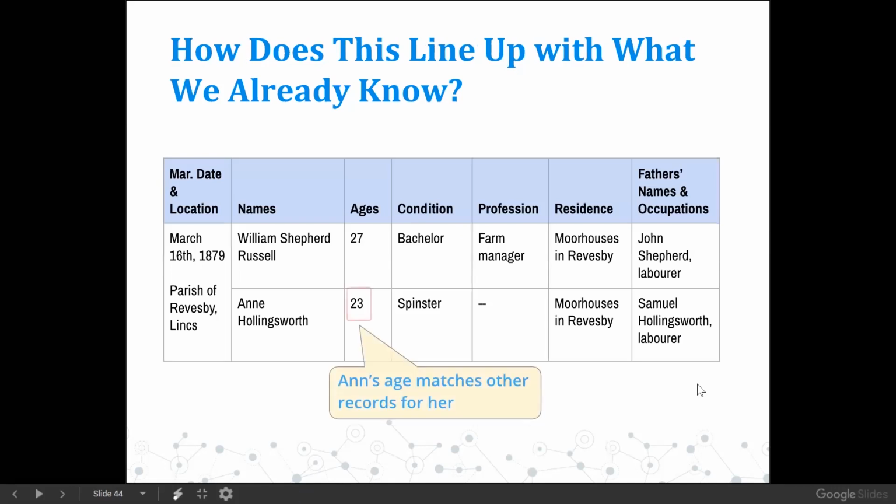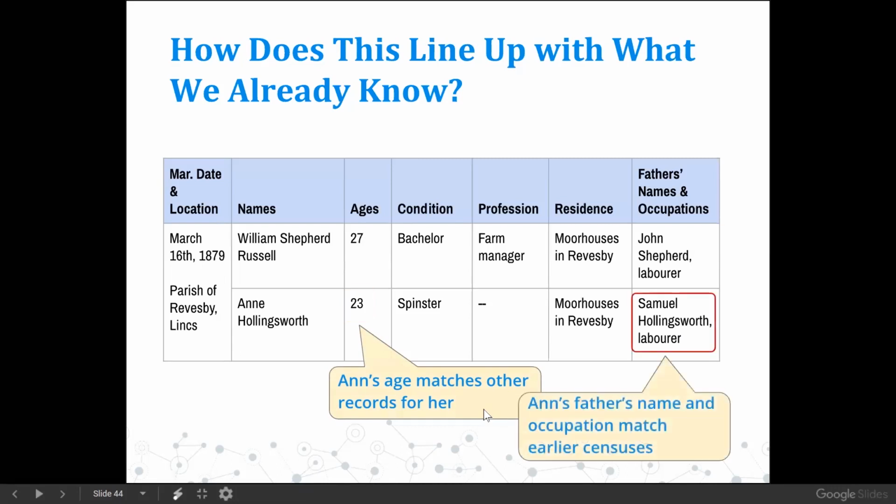So we've got Anne's age matching the other records for her, and we've got proof that the woman who married William Shepherd Russell was the daughter of Samuel Hollingsworth, a laborer. And if you remember from the timeline grid, that's exactly what we saw for Samuel. He was a laborer, and this is his name. So now we haven't found any contradictory evidence, but we have found a ton of confirming evidence. So I feel really, really comfortable that our Anne, the daughter of Samuel, is the same person who married William. And that opens up our research walkthrough.